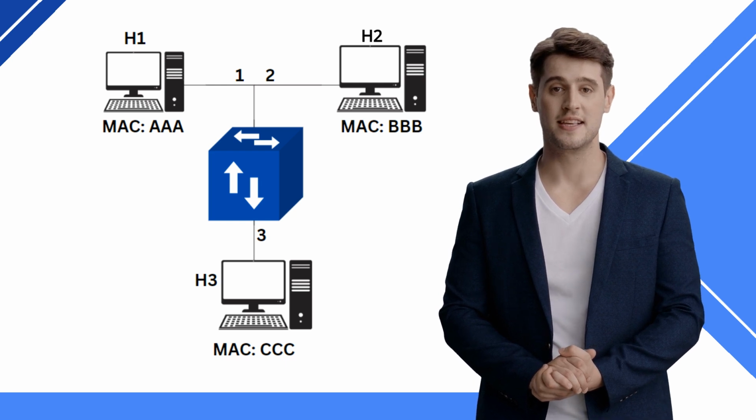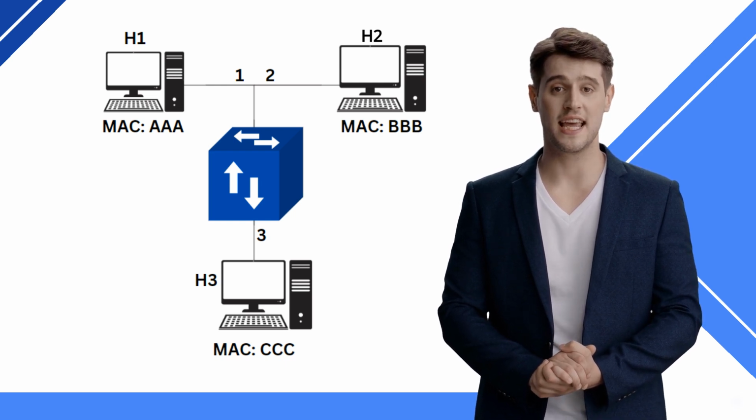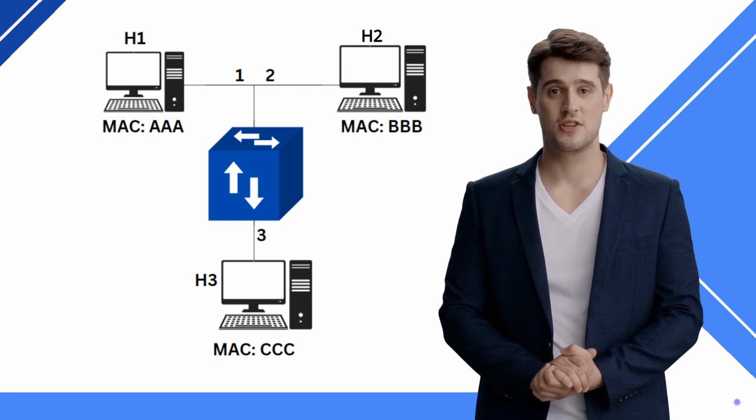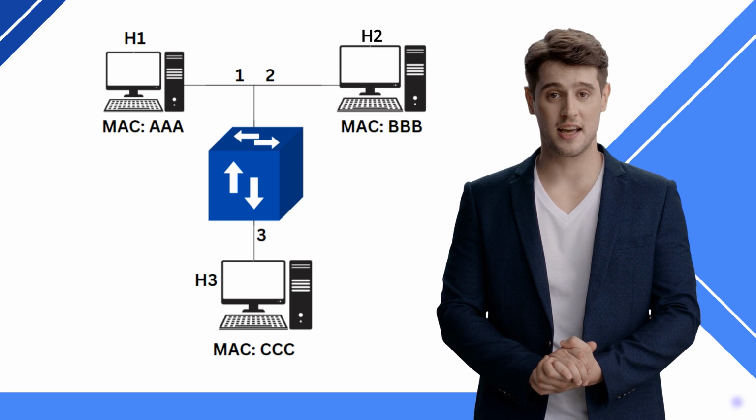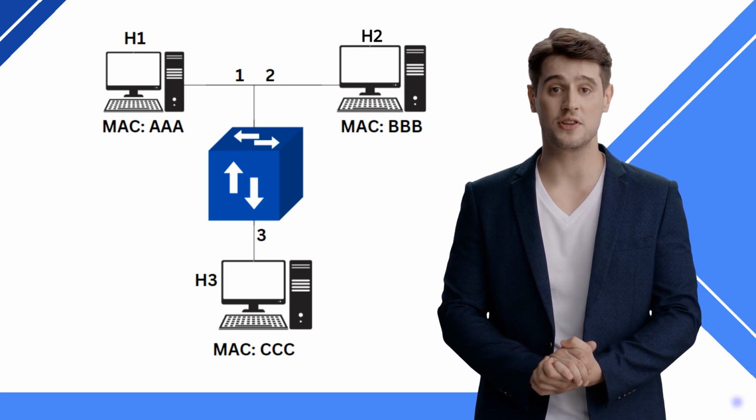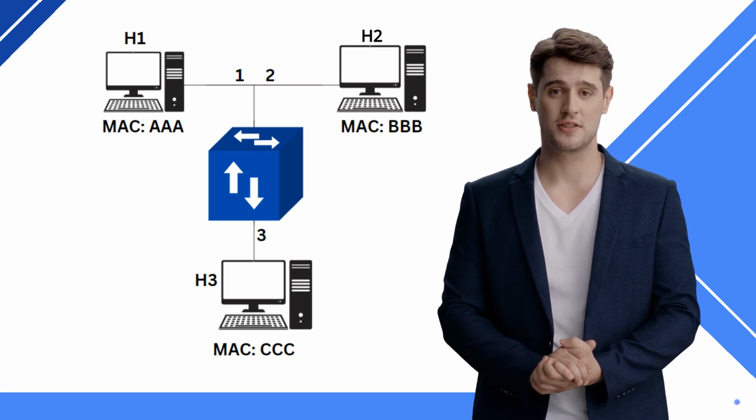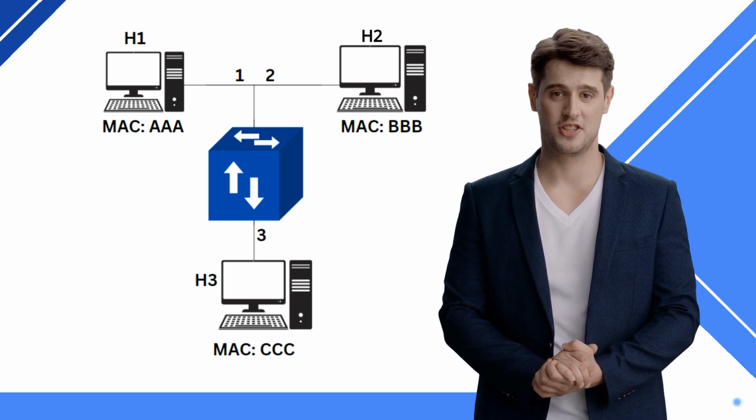In this particular case, H1 computer has an address of AAA for a MAC address, H2 has an address of BBB, and H3 has a MAC address of CCC. These are obviously simplified for this particular example so that we can move through it quickly and make it a little bit easier to digest.